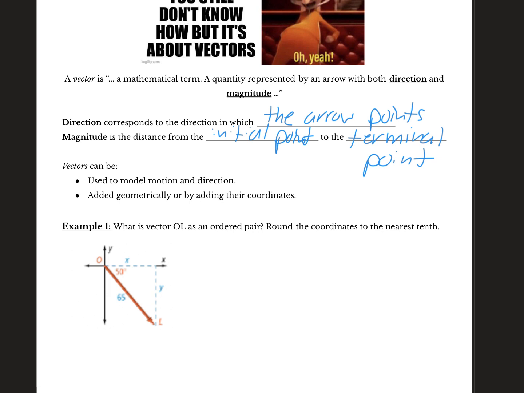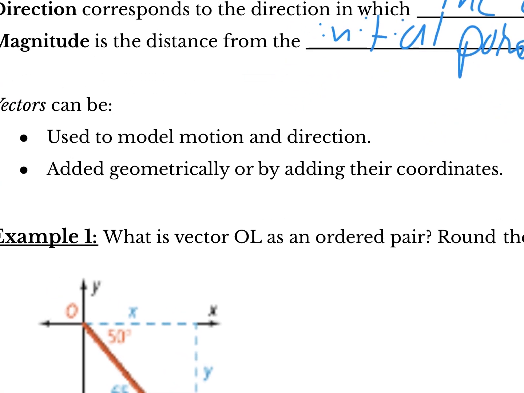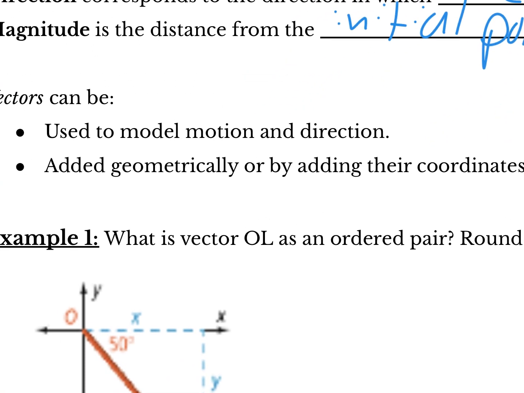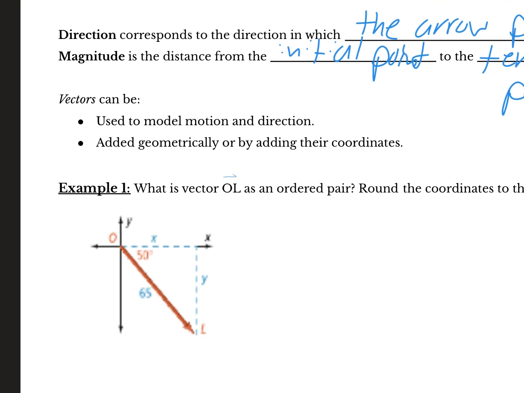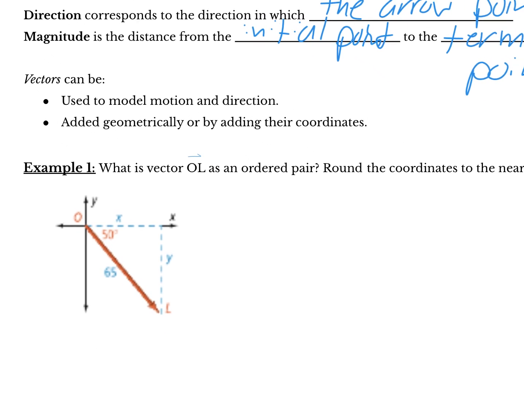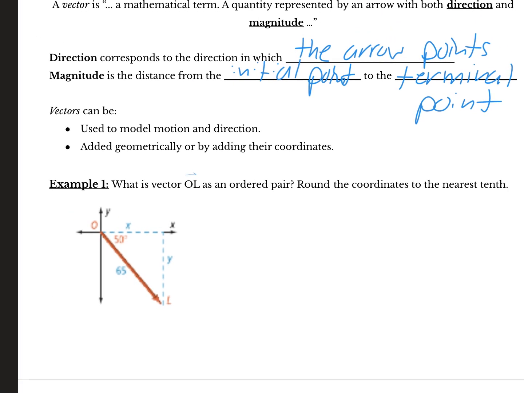So if we take a look at our first example, there's some notation that I'll introduce to you. If we're talking about a vector, in this case vector OL, I'm going to label it with this vector symbol. So it's just a line, and then it's basically like half an arrow. So it almost looks like a ray symbol, but it's only half of it. And so that's how we denote a vector. So vector OL, and we are asking in this example, what is vector OL as an ordered pair? And then we want to round the coordinates to the nearest tenth.